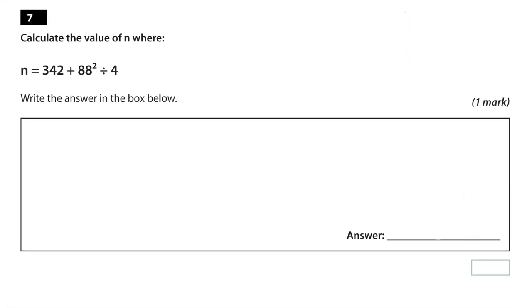Calculate the value of n where n is equal to 342 plus 88 squared divided by 4. Write the answer in the box below. So we've got to follow BIDMAS rules. Do we have brackets? No, we don't. Do we have indices? Yes, we do. That's the power. So I'm going to rewrite this as 342 plus 88 squared. So we've got to work that out first.